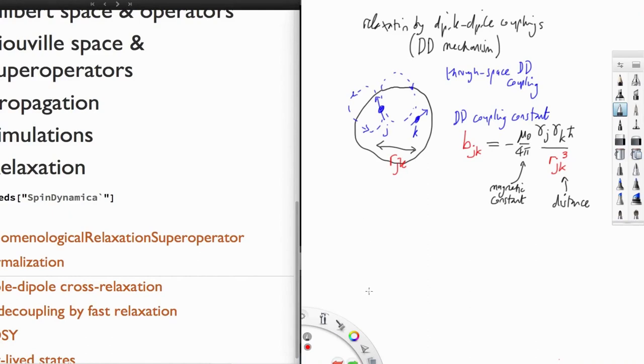Now, to write down the relaxation superoperator, so we have the superoperator for dipole-dipole relaxation. And it's a function of the dipole-dipole coupling constant, a quantity which determines how rapidly those couplings fluctuate in time, and then a superoperator to describe what the dipole-dipole relaxation does to the spin system. And I'm going to write it down first of all in a limit, and then we can make it a bit more general later.